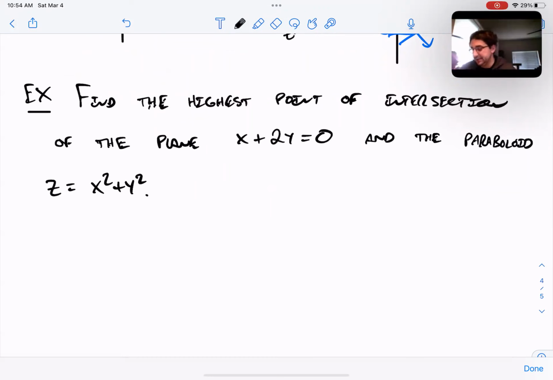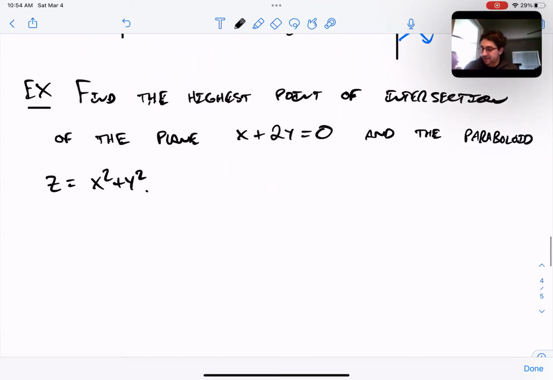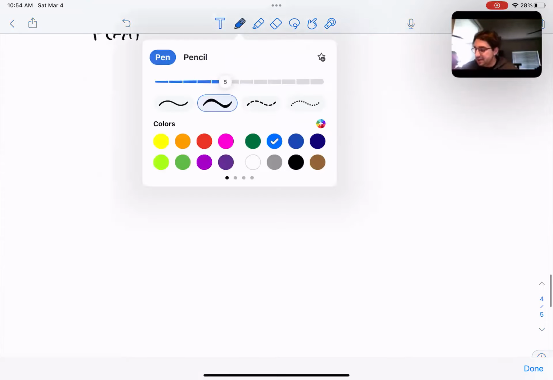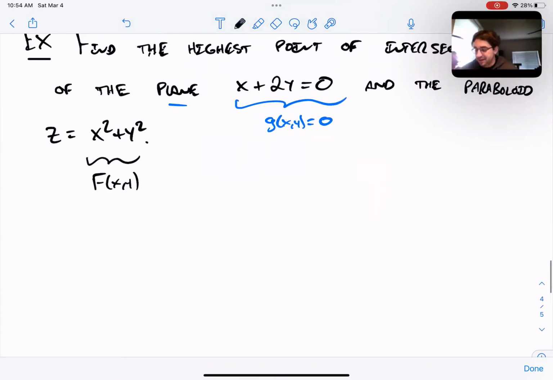So this is my goal here. So what do I have? I have this in the language that we're setting up here. This would be f of xy, the surface, right? This would be the constraint g of xy equals 0, right? And why am I calling it a plane? Well, because you can think of it as a plane if you want in 3D. That's a perfectly good way to think of it.